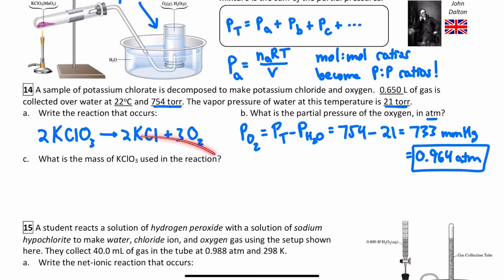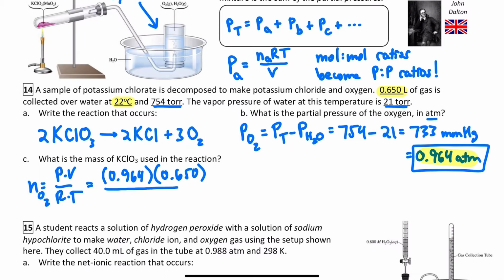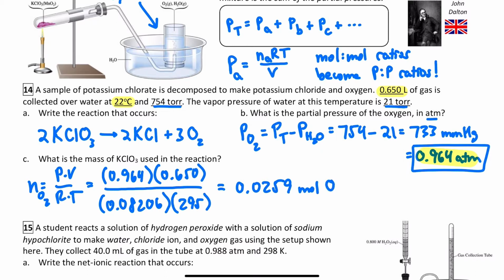So now can we use this to do something stoichiometric? How much potassium chlorate was used in this reaction? We'll look at how much oxygen we got out of it. We know the pressure of the oxygen. We also know the volume of the oxygen, and we know the temperature of the oxygen. So we can get the moles of the oxygen. The moles of O2 is the pressure times the volume, divided by R times T. The pressure we just got, 0.964 atmospheres. The volume, 0.650 liters. The R value from our previous lesson, 0.08206. And the temperature, don't forget to convert this 22 into Kelvin. That becomes 295. And when you do that, you get 0.0259. That's moles, specifically moles of O2.